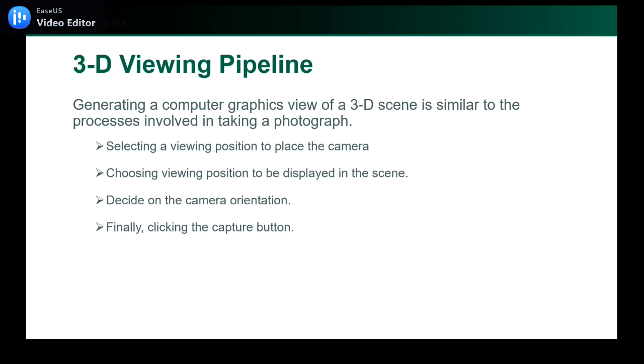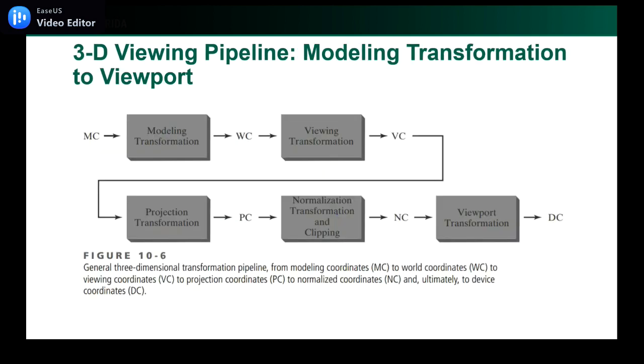Like if we are trying to display the front, back, side, or top of the object, we may also pick a position in the middle of a group of objects or even inside a single object. After that, we have to decide on the camera orientation, and finally, we can click the capture button. So this block diagram is a visual representation of the entire pipeline, and I'm just going to explain each part of it now.